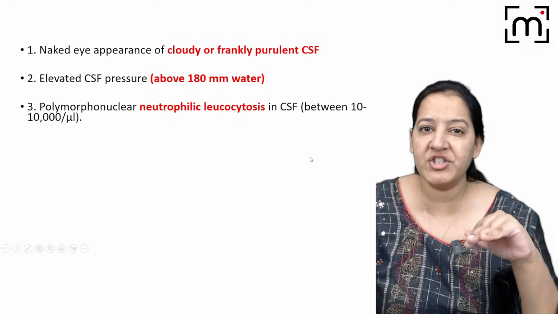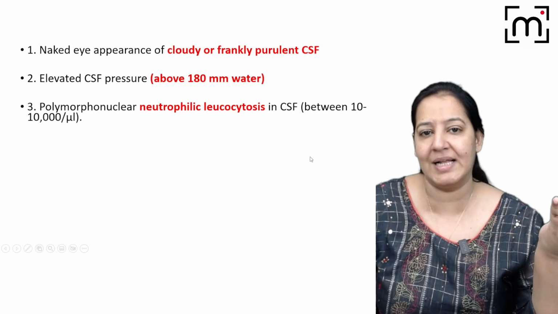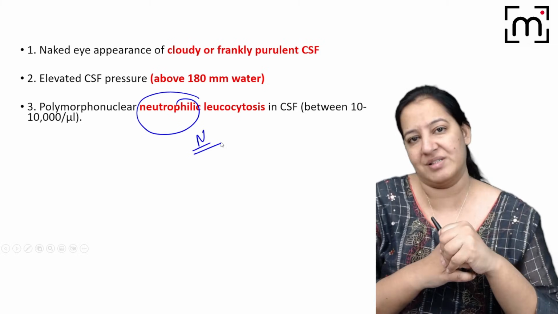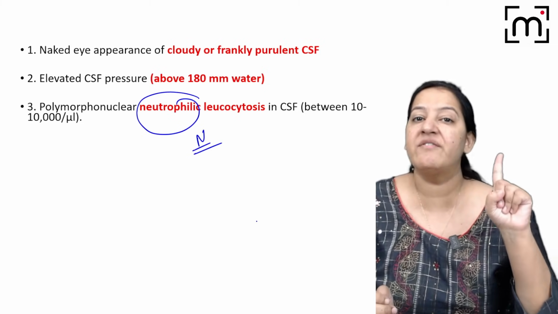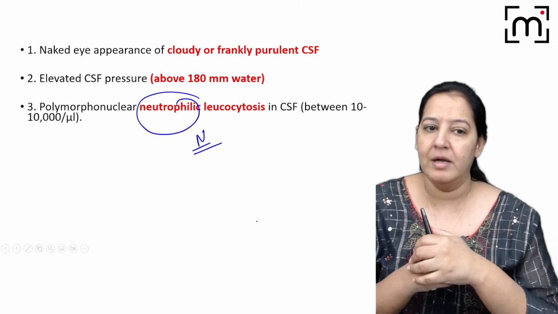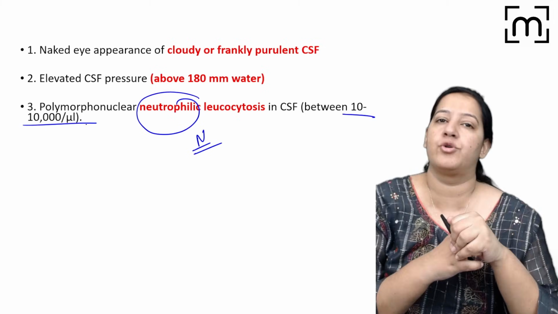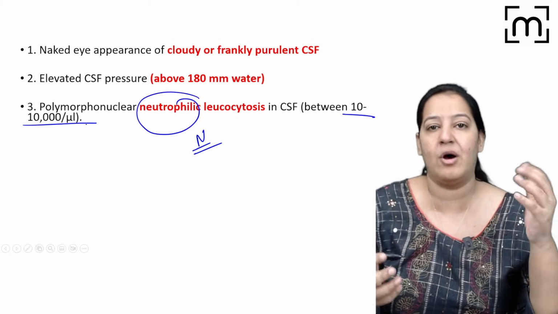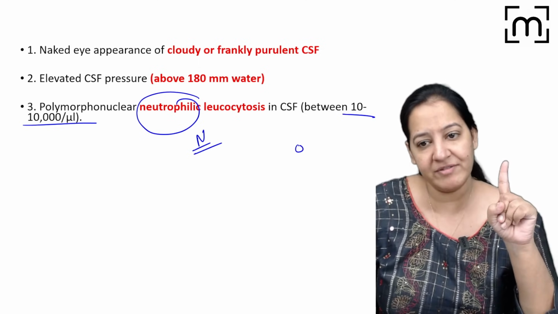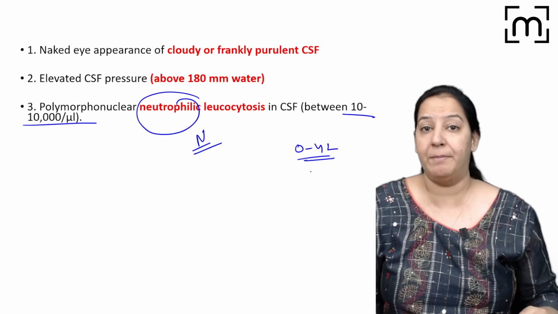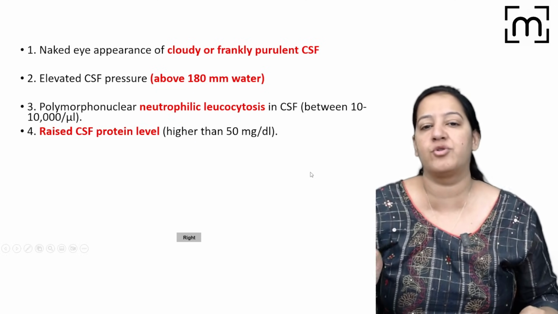If you take the Neubauer's chamber and count the cells, you will find abundant neutrophils, many neutrophils in the CSF. I told you even a single neutrophil is abnormal. So here you will get abundant neutrophils, 10 to 10,000 neutrophils. Normal CSF has 0 to 4 lymphocytes, not even a single neutrophil, 0 neutrophils. But here 10 to 10,000 per microliter neutrophils are there.